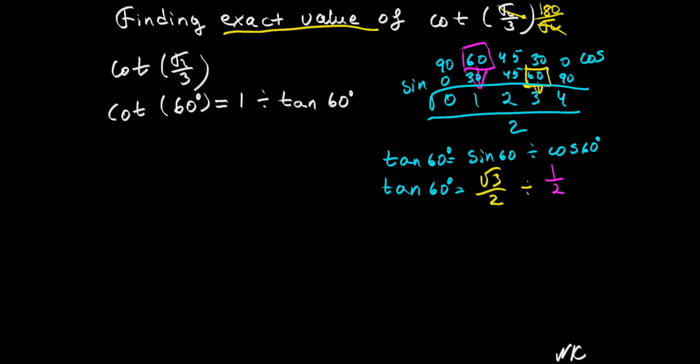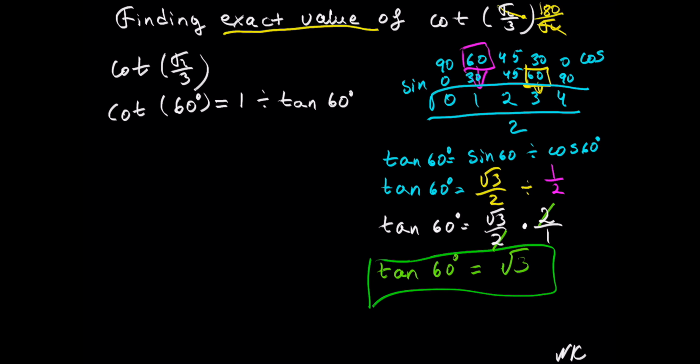Let's simplify this. Tangent of 60 degrees will be equal to square root of 3 over 2. We change division into multiplication and flip the second fraction, so we get 2 over 1. 2 and 2 will cancel, and we get tangent of 60 degrees is equal to square root of 3.